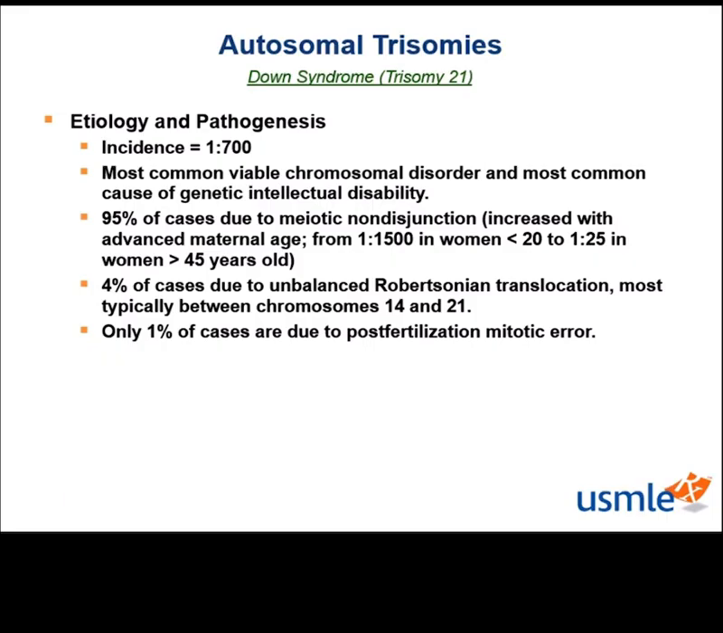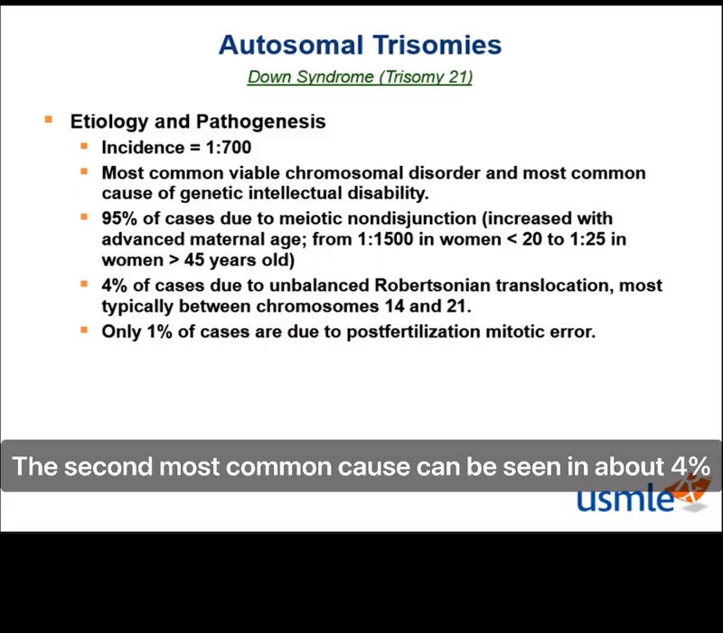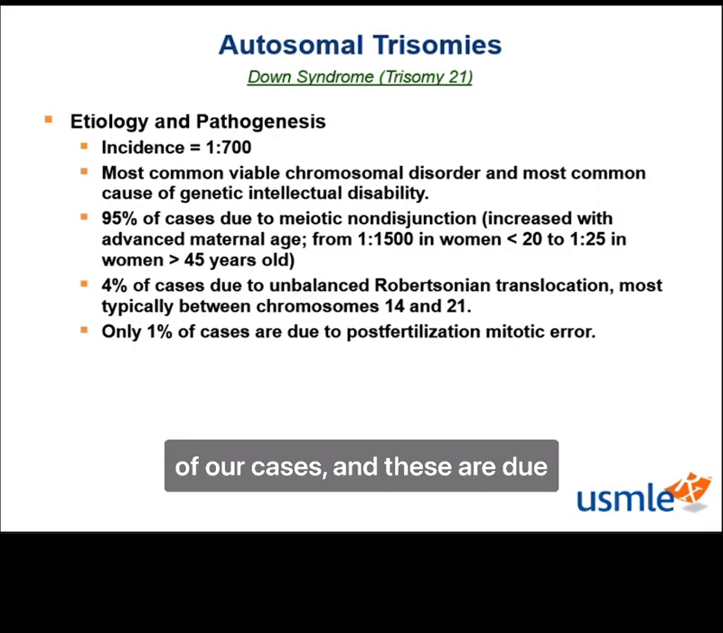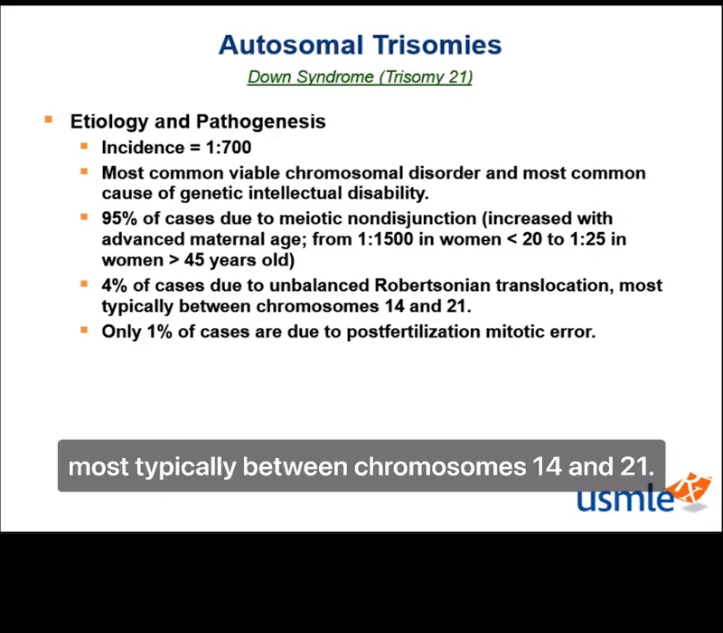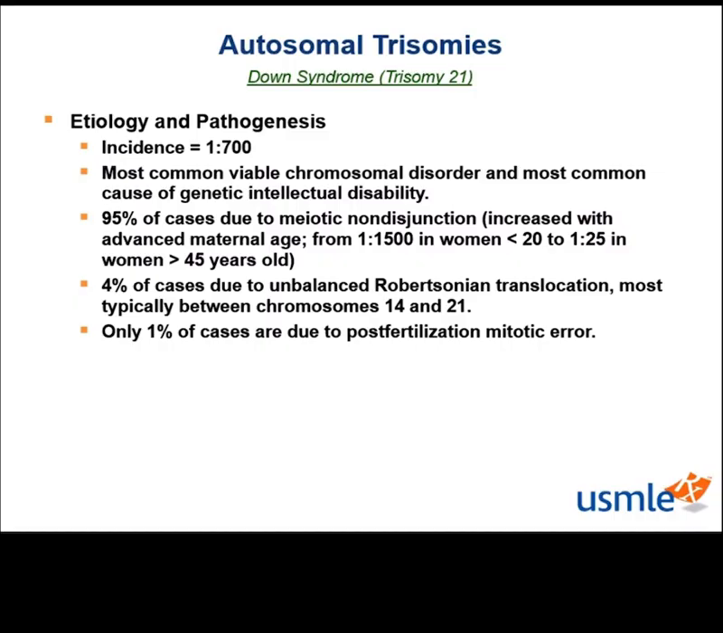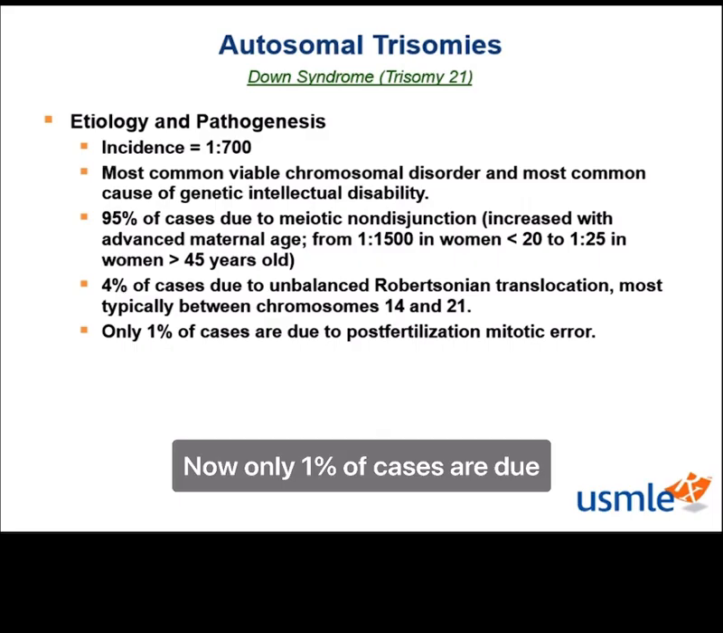The second most common cause can be seen in about 4% of our cases, and these are due to an unbalanced Robertsonian translocation, most typically between chromosomes 14 and 21. Now, only 1% of cases are due to a post-fertilization mitotic error.